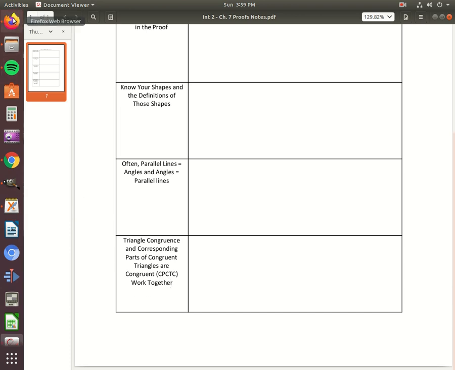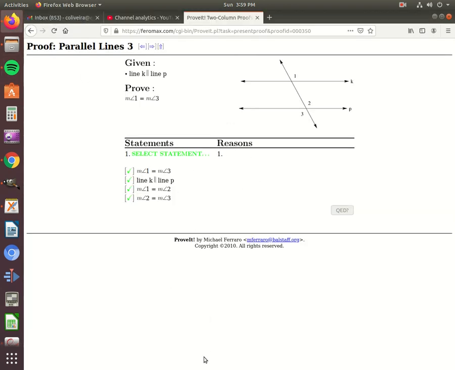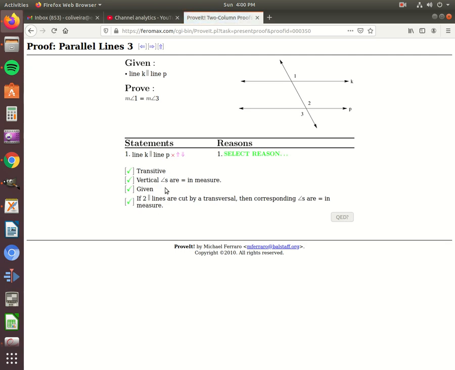So, all right, hopefully you guys can get a start on this and see what you can do here. Here's your statements. Again, if you want to pause and open it and do this one on your own, that'd be great. So I think I'm going to start with K is parallel to P. And I'm trying to prove angle 1 and angle 3 are congruent. So I'll start here. And again, now I have my reasons. So you should be able to match up your statements with your reasons and put them in the correct order. So this one would be given.